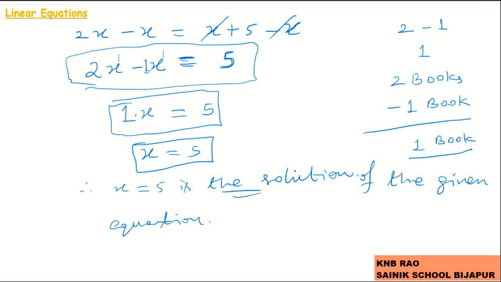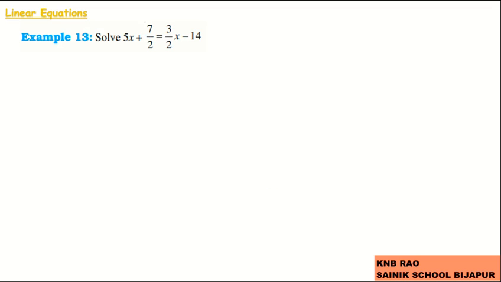So this is how we solve. Now let us discuss one more example. Here I am taking example number 13, wherein you could see variable terms, 5x and 3 by 2x, on both sides of the equality. So how to solve this equation?